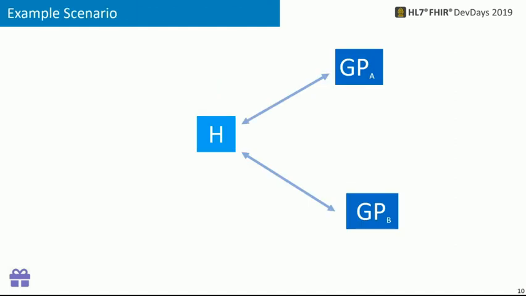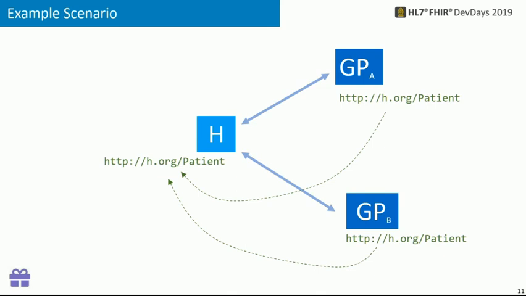Let's take an example of a hospital and 2 general practitioner practices, and it doesn't really matter, but you can imagine that the hospital has an API that the GPs are connecting to. But it could be any similar situation. And so let's say that the hospital has a profile of patient, and we've given it h.org/patient as its canonical, and the 2 GPs use that profile and send resources to the server of the hospital that match that profile.